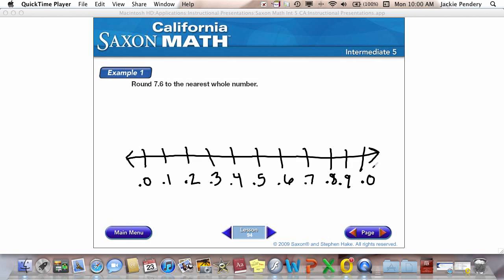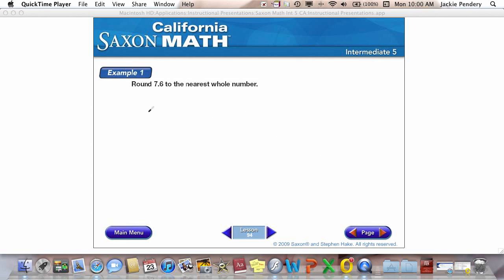Okay, so let's look. If I have a number at 0.5 or higher, I'm going to round up to the next whole number. If I am anything below 0.5, even if it's 0.49, that's a 9, then I'm going to round down to the number below it. Okay? So let's look at this one.